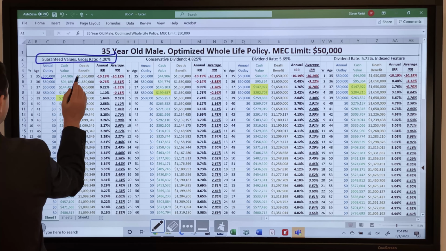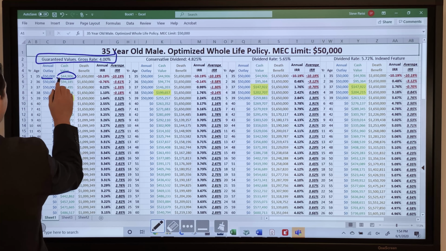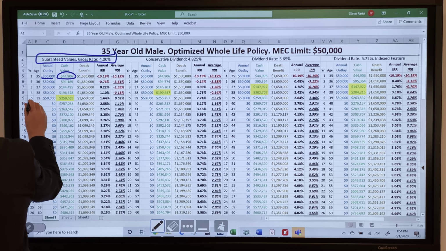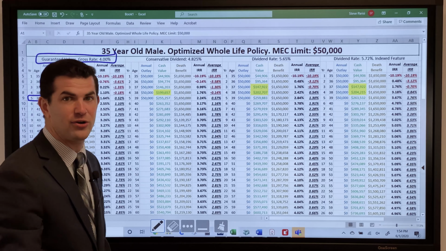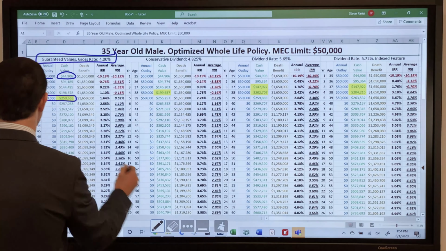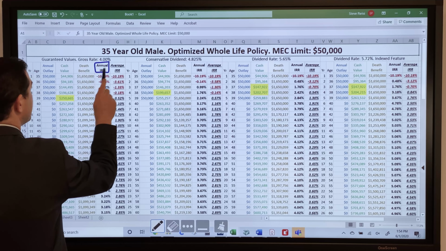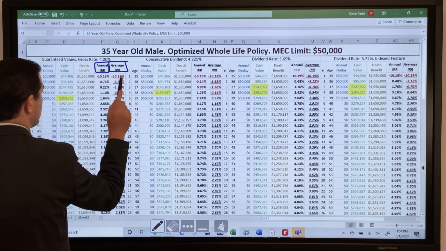I pay in 50. First year, I've got just about 45. By year 5, I've broken even, again, based off the guarantees here. I pay nothing in. Cash value continues to accumulate. Okay, that's great. Then I've got my annual IRR, which represents internal rate of return, and then my average IRR.